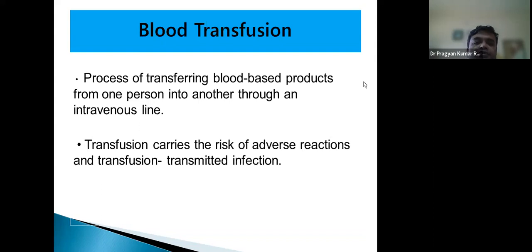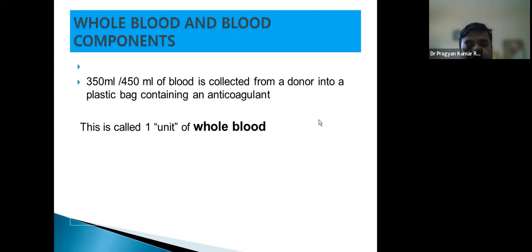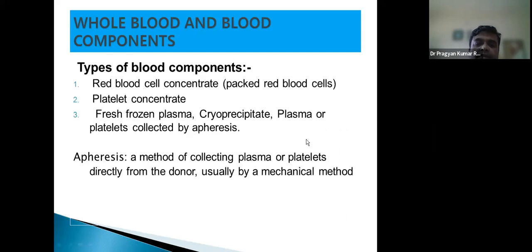Blood transfusion is a process of transferring blood-based products from one person into another through an IV line. Transfusion carries the risk of adverse reaction and transfusion transmitted infections. Roughly 350 to 450 ml of blood is collected from a donor into a plastic bag containing anticoagulant, and this is called 1 unit of whole blood.